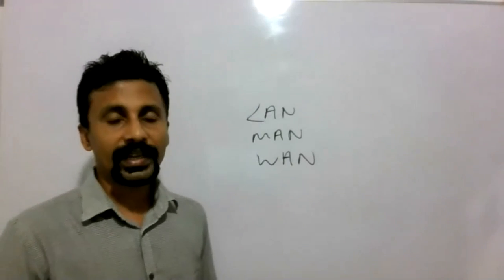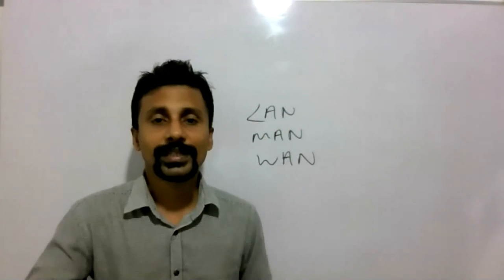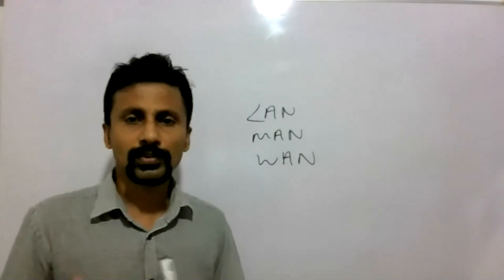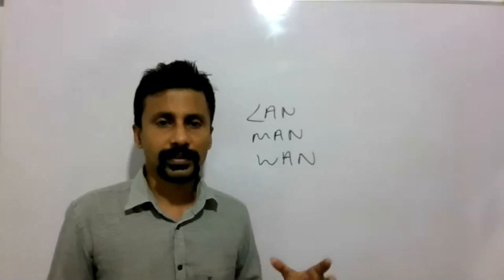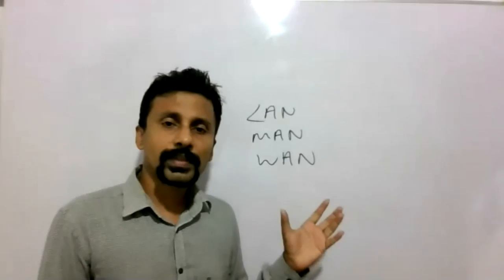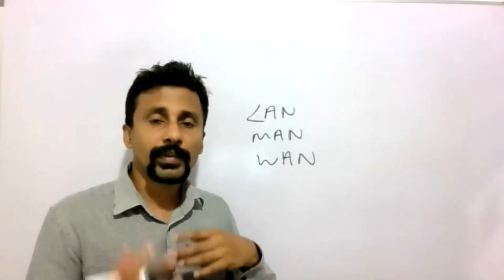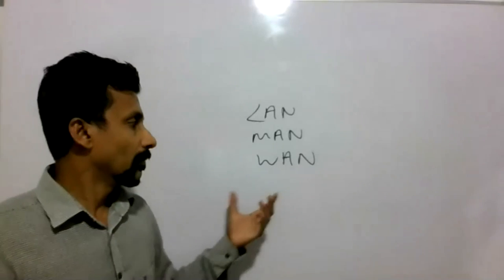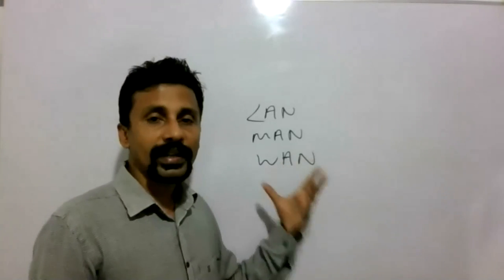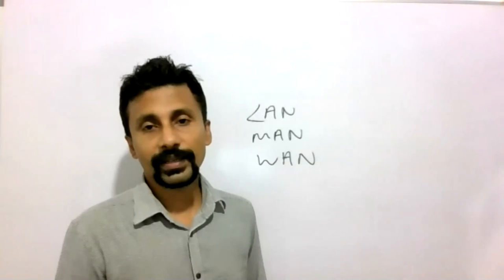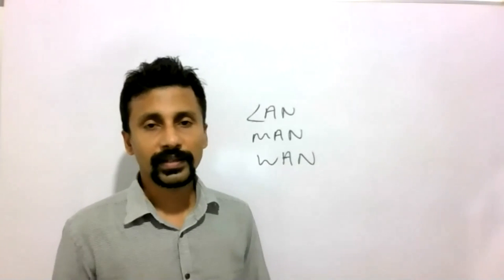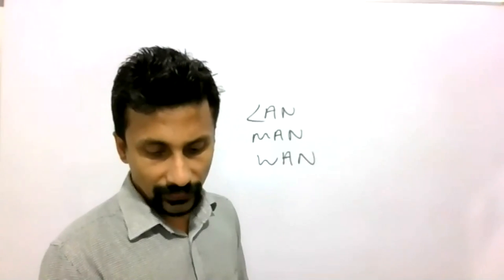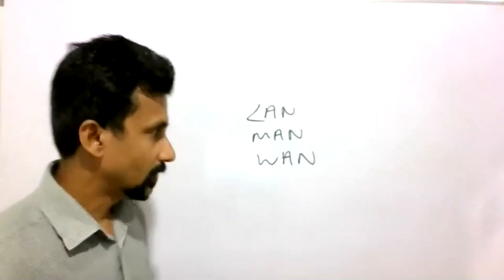MAN, metropolitan area network, means it is spread around a city, like around 10 to 15 kilometers, right? WAN, wide area network, means connecting different countries, spreading worldwide, right? You can use satellite or cables. There are different types of cable under the sea. So that is WAN.